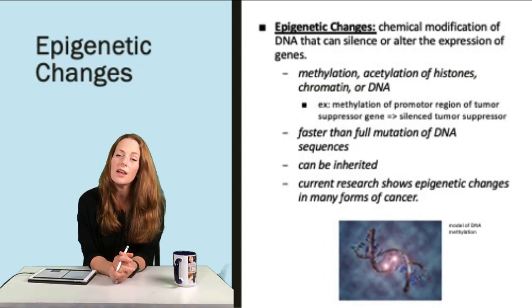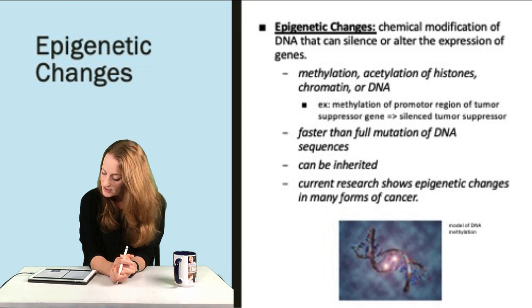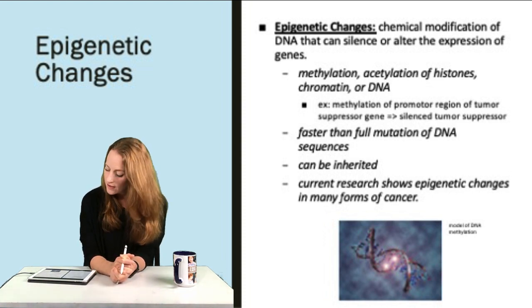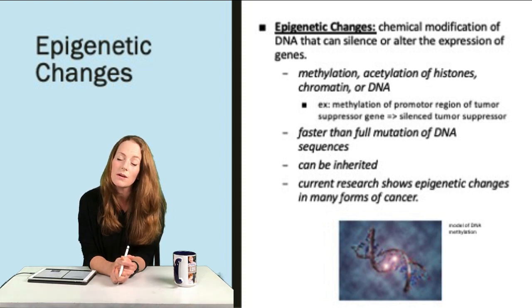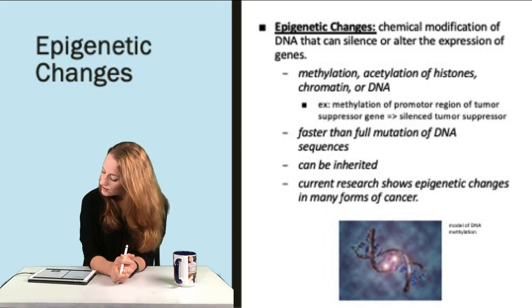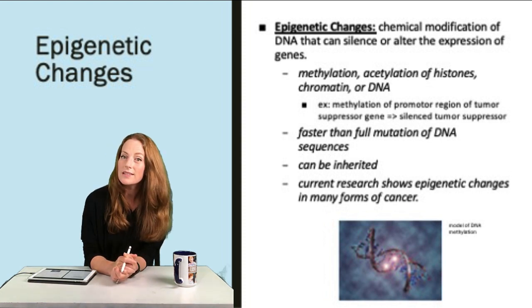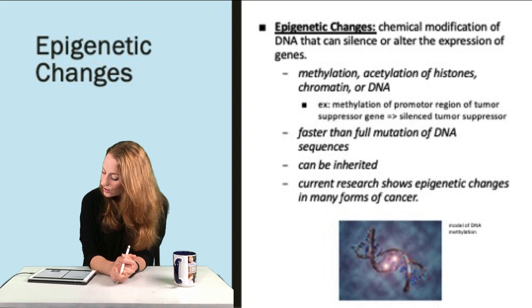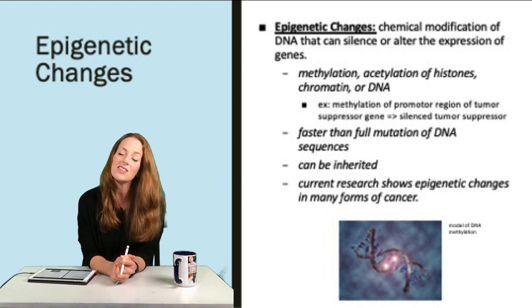Epigenetic changes are chemical modifications of the DNA that can silence or alter the expression of genes. This can be methylation or acetylation of histones, chromatin, or DNA. This can be faster than a full mutation of DNA sequences. There's evidence that epigenetic changes can, in fact, be inherited, and current research shows epigenetic changes in many forms of cancer.